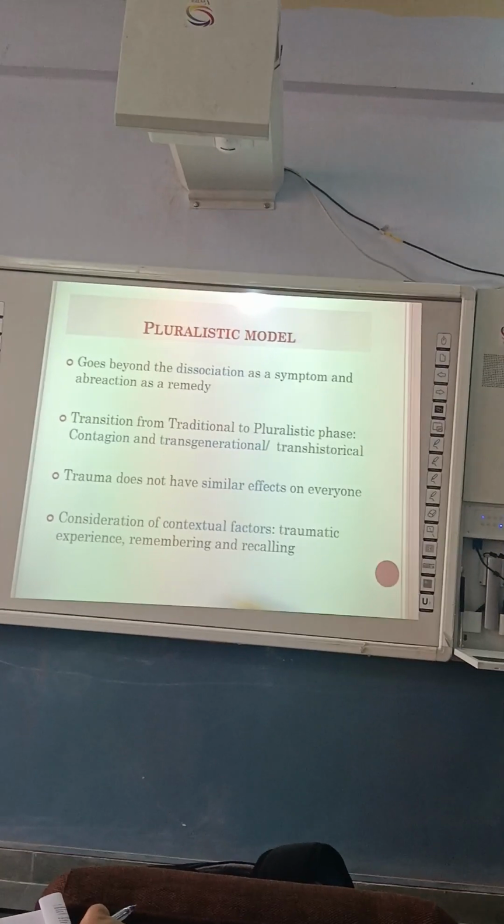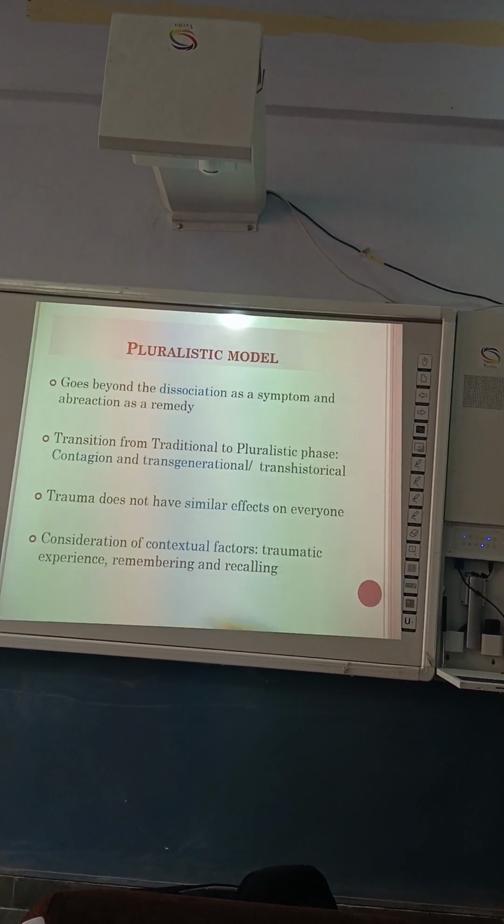It admits that trauma does not have similar effects on everyone. See, it is relevant. How I react to a trauma and how she reacts to a trauma will be totally different. It is because it is affected by contextual factors, and that is very important for me, because of which many research students who are doing research in trauma prefer this model over the earlier, traditional one. This pluralistic model considers the contextual factors that affect the experience of trauma, the recalling of trauma, and the narration of trauma.